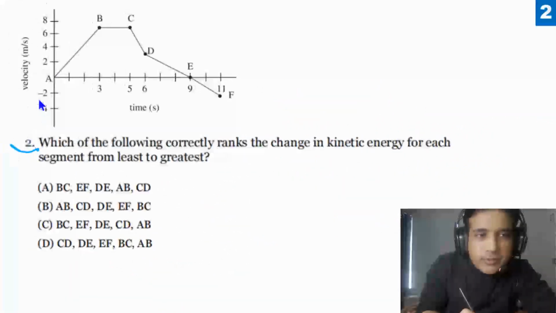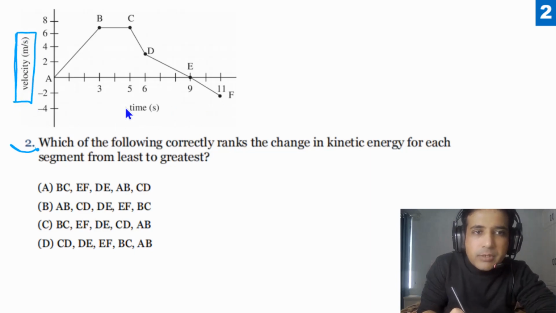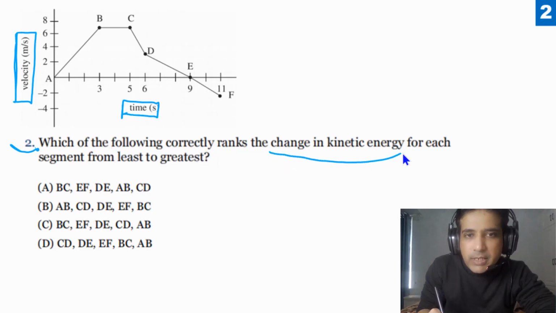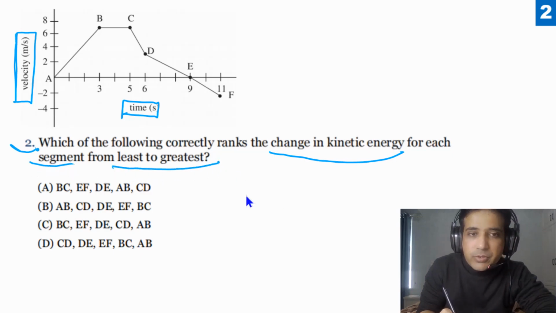For the second question, we have velocity against time graph. We have velocity on y-axis and time is given on x-axis. We need to find out which of the following correctly ranks the change in kinetic energy for each segment from least to greatest. And change in kinetic energy, this one can be positive, now this one can be negative.